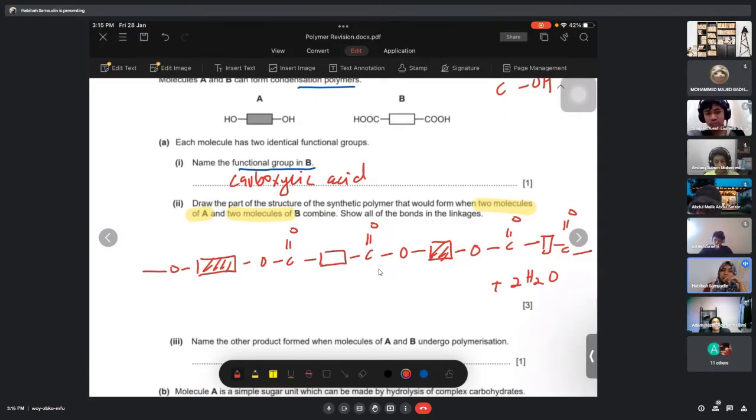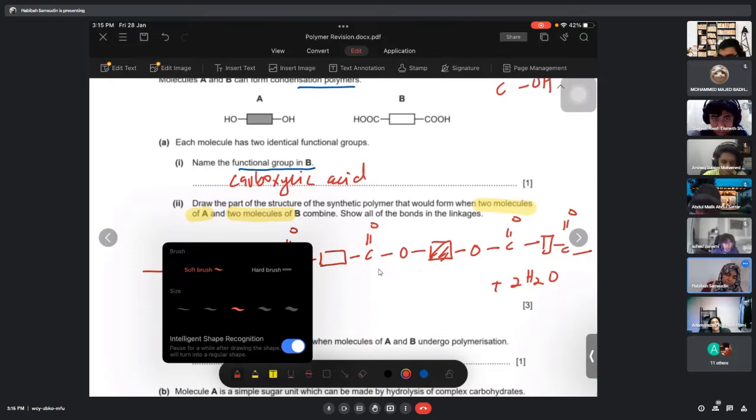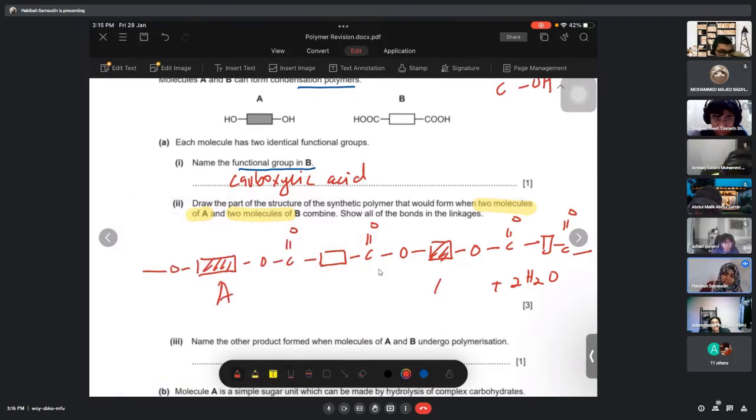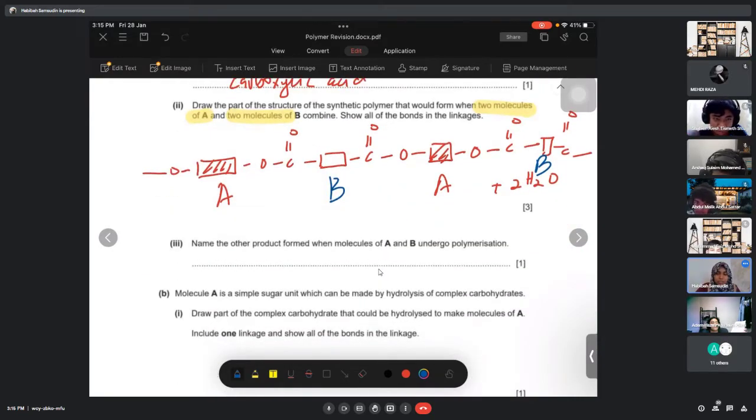Okay, class, so this is the trick. You have to read the question carefully. 2 molecules of A, because this is A, this is A, this is A. And then 2 molecules of B. So this is B, this is B. So 2, 2. You got this, class? Yes, teacher. Okay. Azhar, are you okay? Yes.